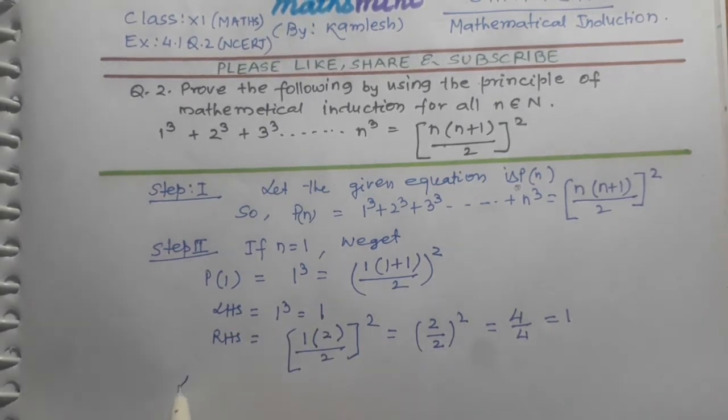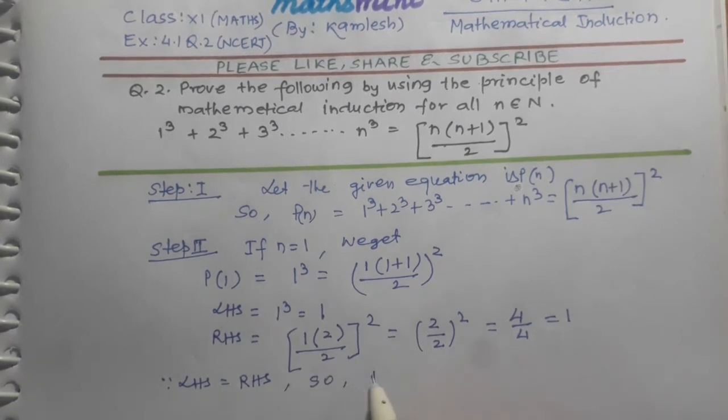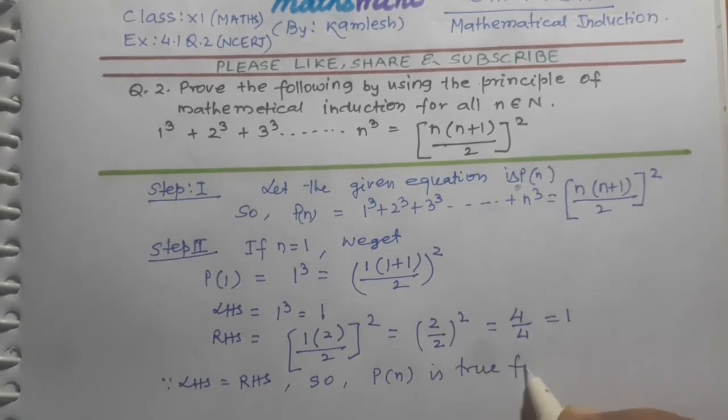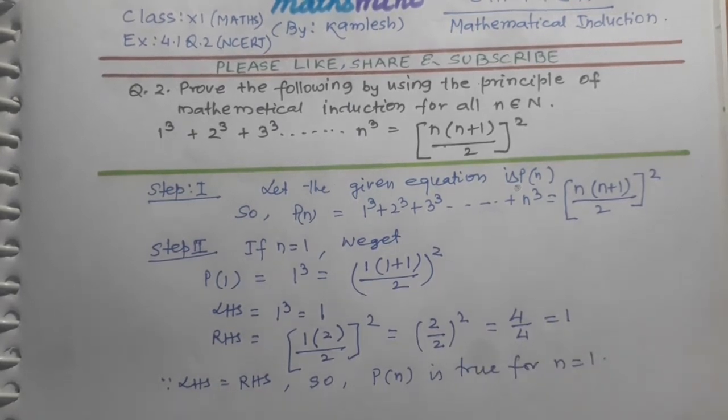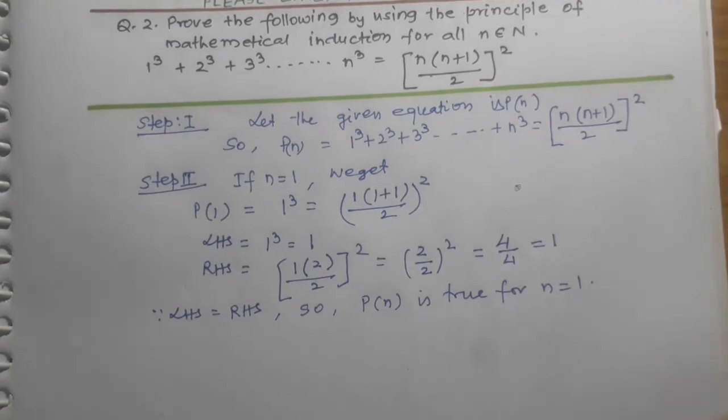So LHS is also 1 and RHS is also 1. So we shall write: since LHS is equal to RHS, Pn is true for n equal to 1. This is our second step.